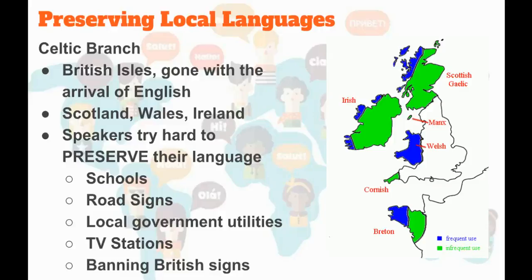Road signs are a very simple way the government institutes ways to preserve the language. Local government utilities are all done in this preserving language, as opposed to the main language that might be spoken in the area. And then also TV stations, and then banning of British signs. So not only can you promote your own sign, you can come down here and start banning English signs, so that your language is the only language being posted on signs.